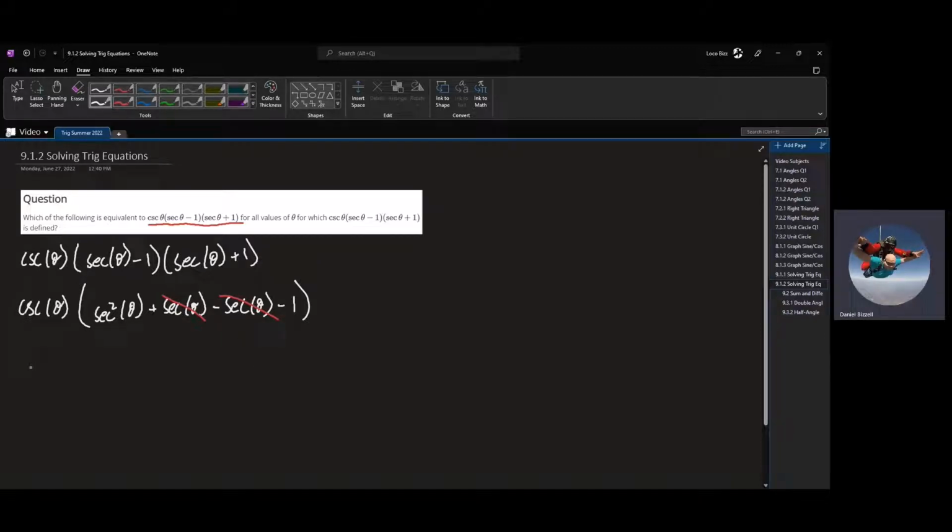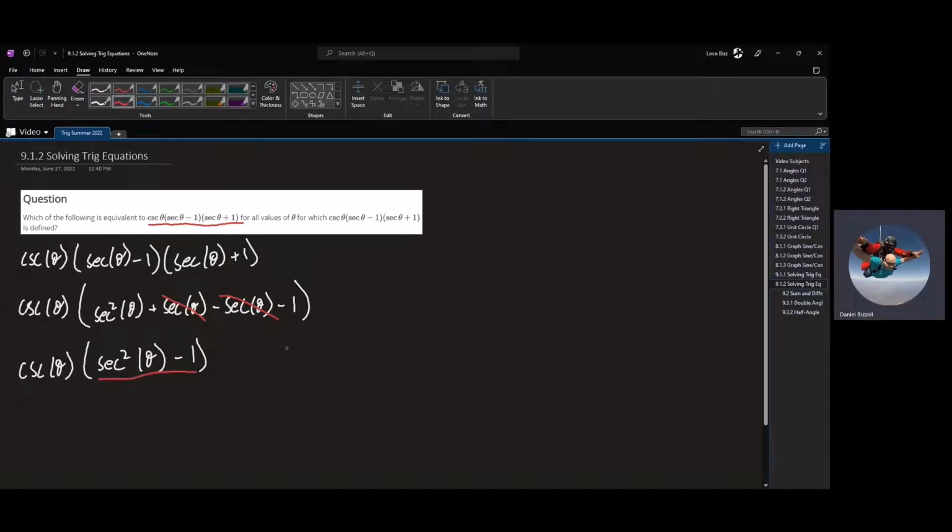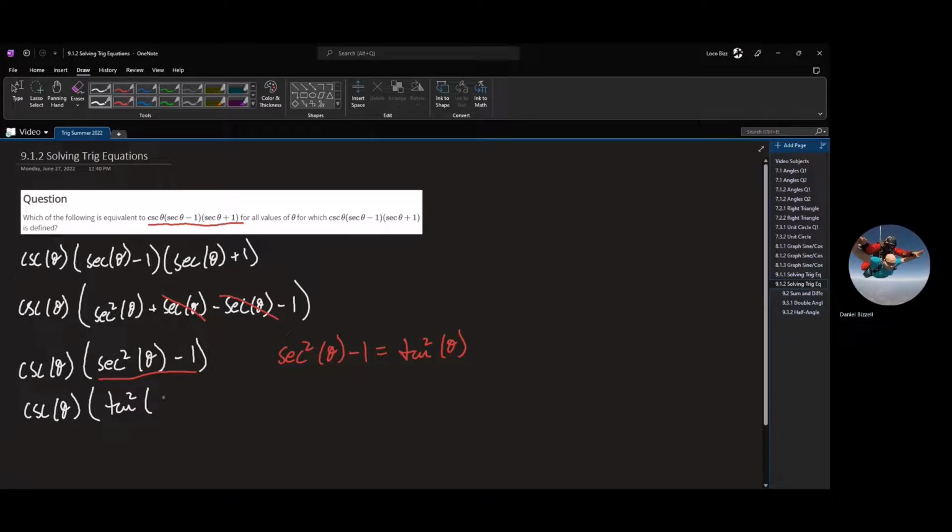And that leaves us with cosecant of theta times secant squared theta minus 1. Well, we can use an identity to simplify this. Secant squared of theta minus 1 is equal to tangent squared theta. And that's a Pythagorean identity. So now we've got cosecant of theta times tangent squared of theta.